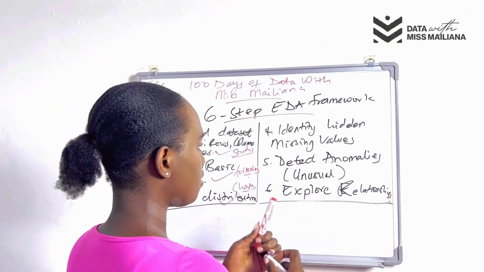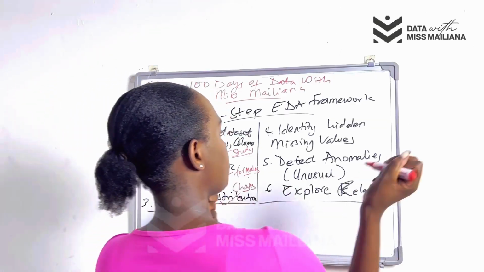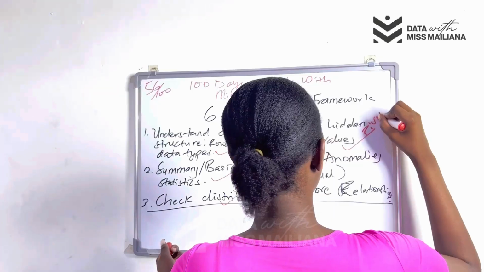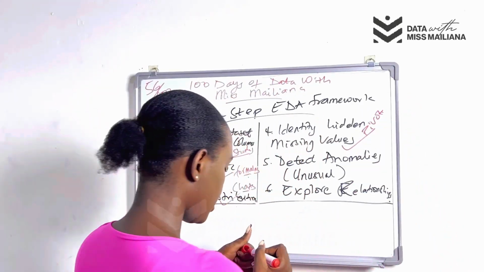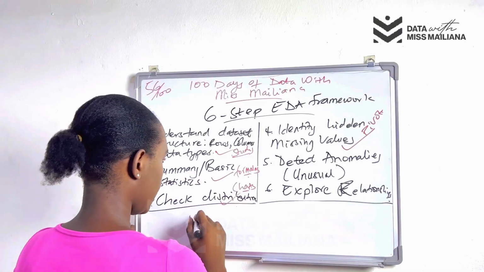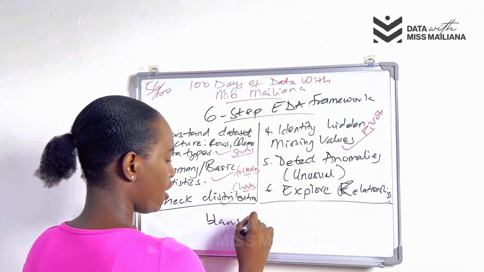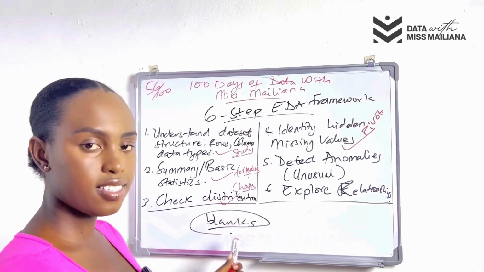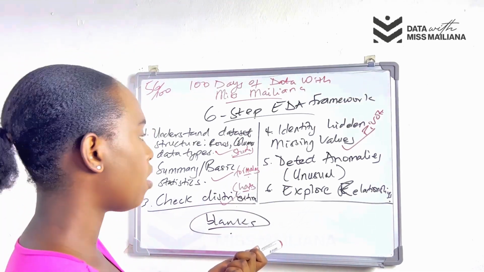Identify hidden missing values. You use pivot tables. Trust me, sometimes you clean your data and think there are no blanks, and you do a pivot table and you see blanks. You'll be wondering where is the blank space and all that. So when you use a pivot table, you can see the blanks easily as well.